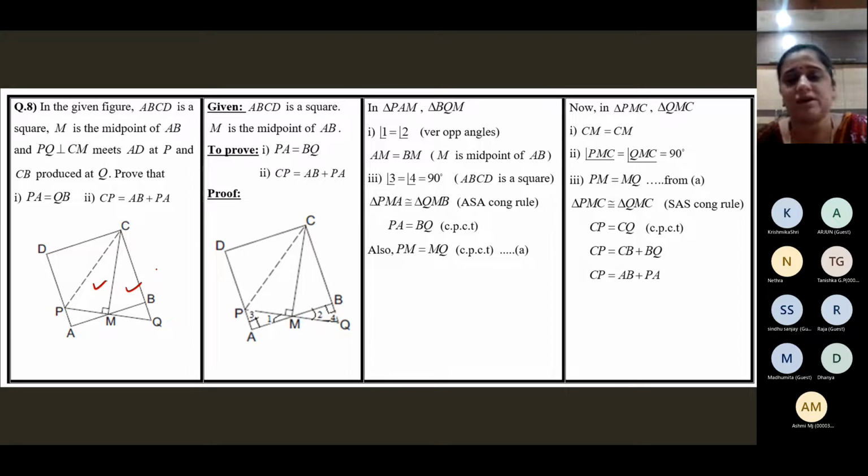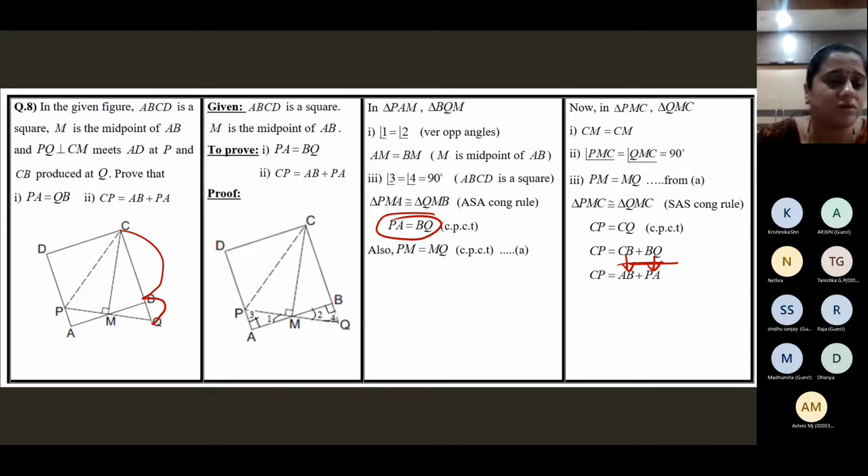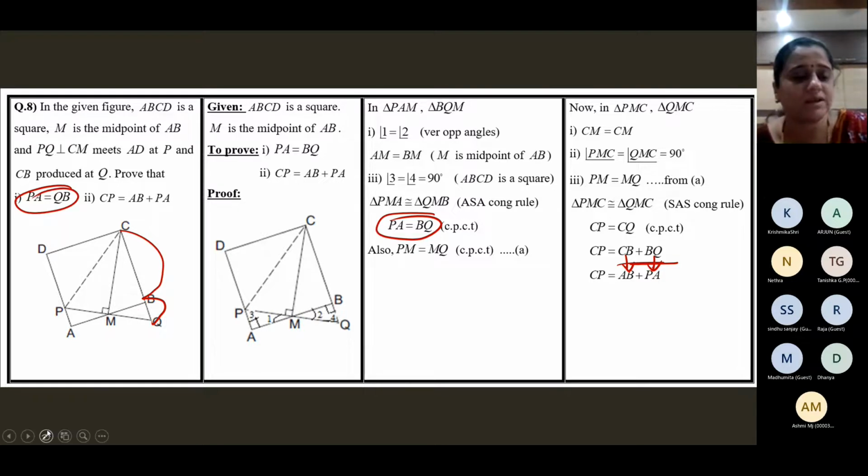So we need to take up these two triangles. I'm not reading this for you. Look at all this. They are congruent. By CPCT, you get CP is equal to CQ. And then CQ is nothing but CB plus BQ. But CB is AB because all the sides of a square are equal. And BQ is AP because we proved that BQ is equal to AP. So like that, we get the second result.